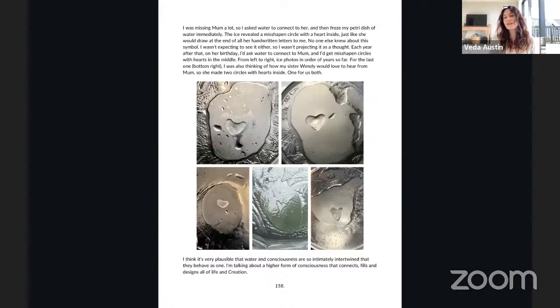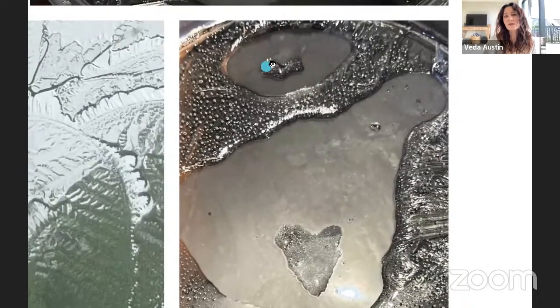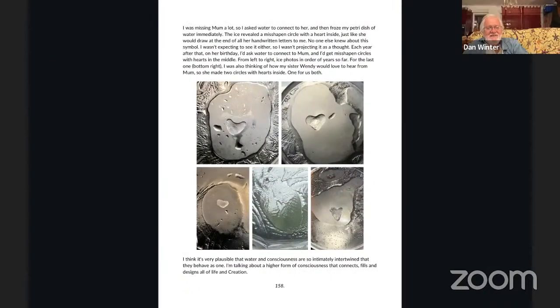When I first did this, I had absolutely no idea what water would show, if it would show anything. But I asked water to connect to my mum. And this is the very first photo that I got, a misshapen circle with a heart in the middle. Then every year on her birthday, I would ask the same thing, and I would get the same response. But this year, because her birthday was in January, I said, could you please connect to my mum? And I was also thinking about my sister, who was also missing her. If we zoom in, there's actually another little circle with another heart in the middle. So there's two. Wow. It's really interesting.